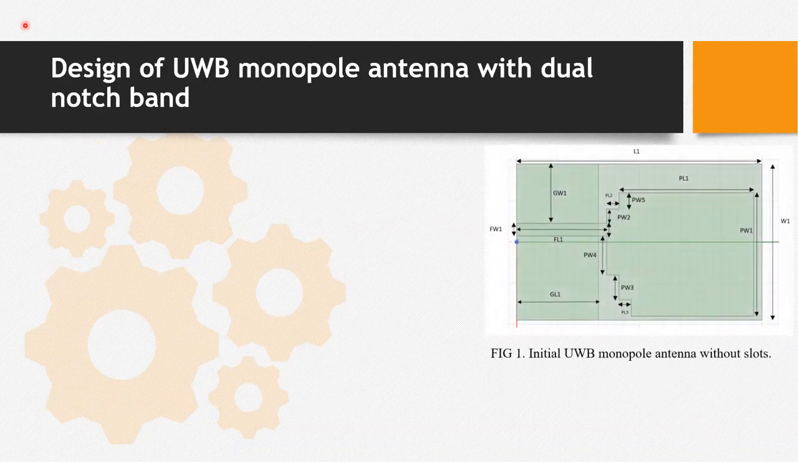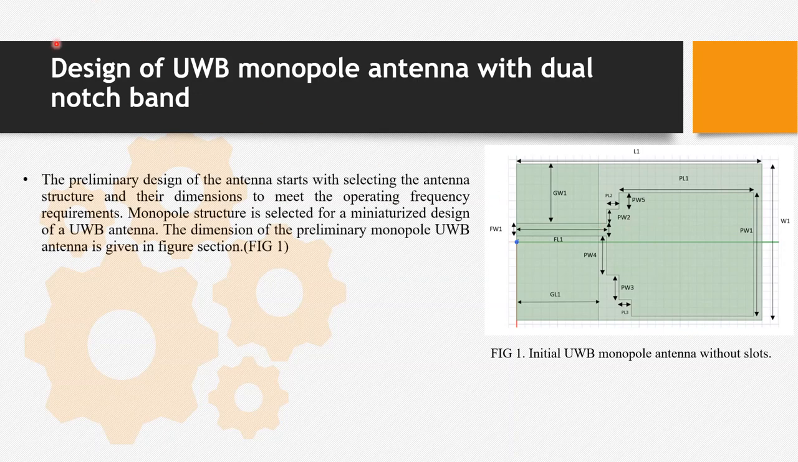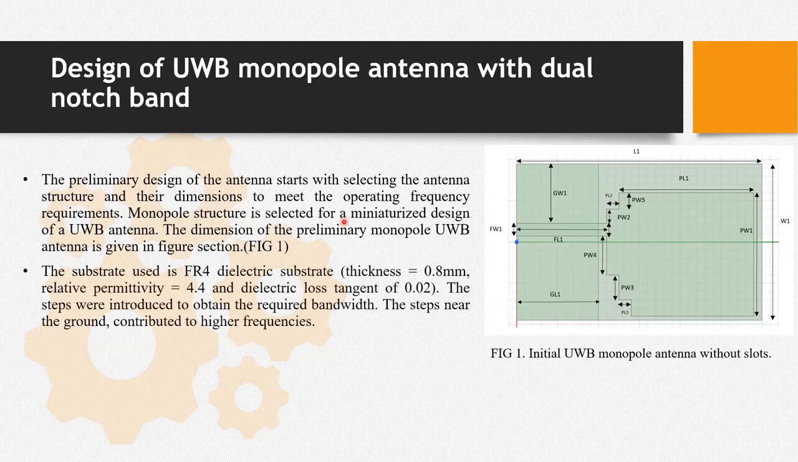Here, I'll start with the preliminary design of the monopole structure, which is selected for the miniaturized design of an ultra-wideband antenna, as here in the figure. The dielectric substrate used is FR4, the details are given. The steps are introduced near the feed here.